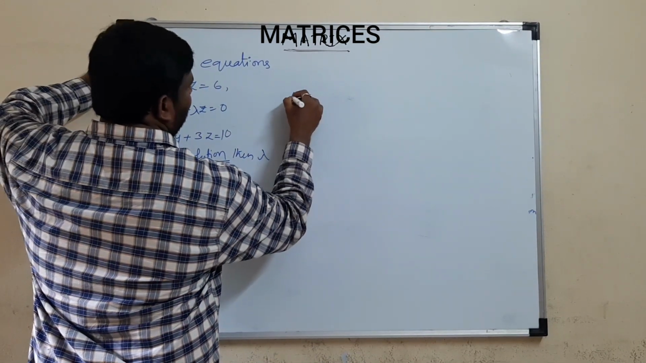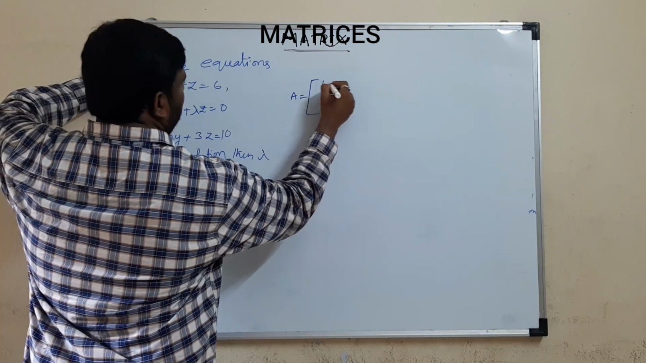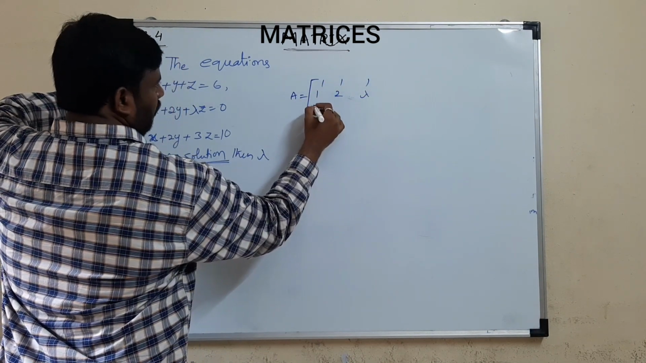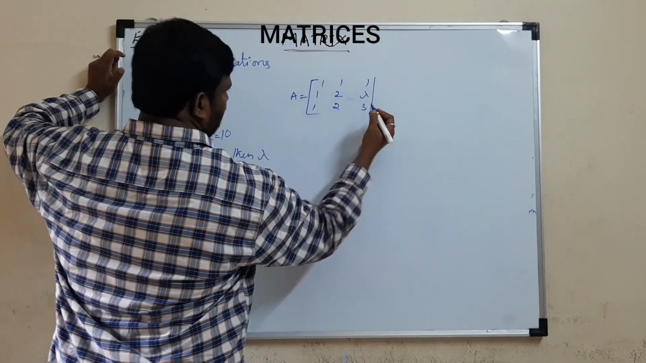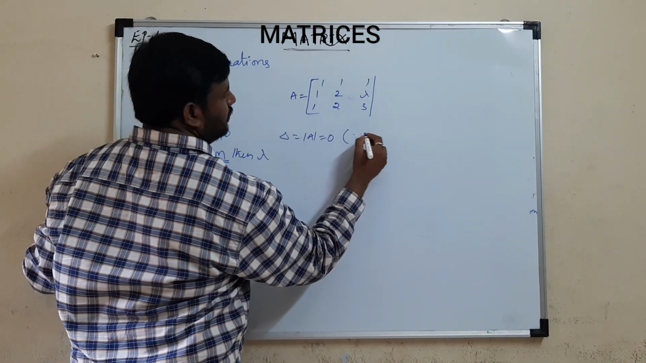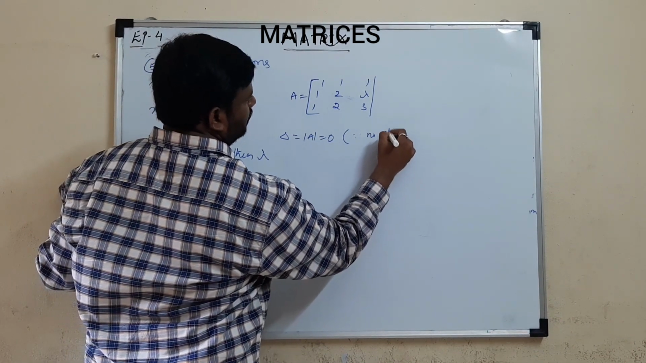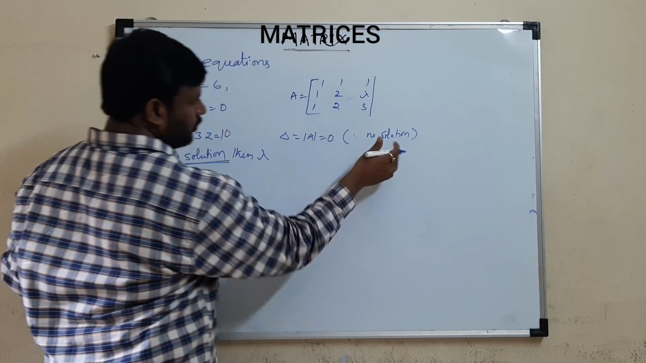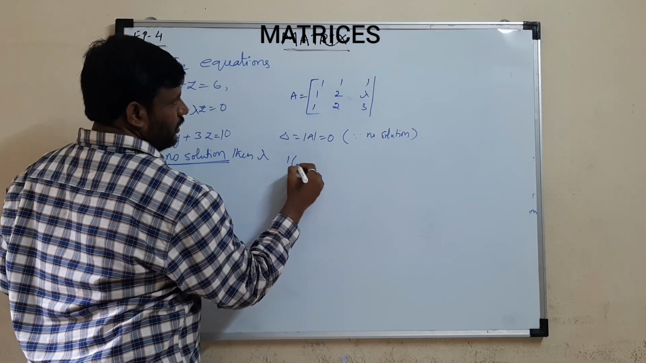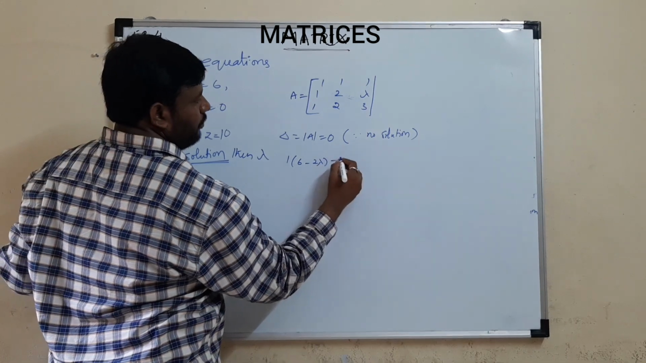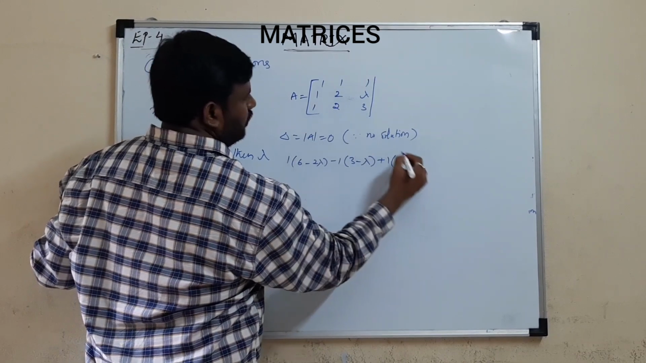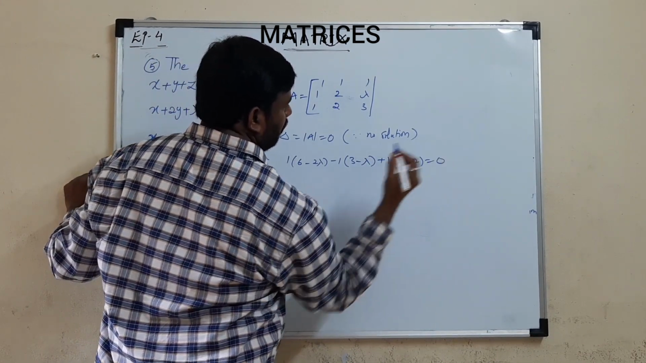For this, again we take the coefficient matrix: 1 1 1, 1 2 lambda, 1 2 3. Okay, so delta should be equal to 0 since there is no solution. Whenever you want no solution, delta should be equal to 0. Now take the delta for this: 1 into (6 minus 2 lambda) minus 1 into (3 minus lambda) plus 1 into (2 minus 2) equal to 0.